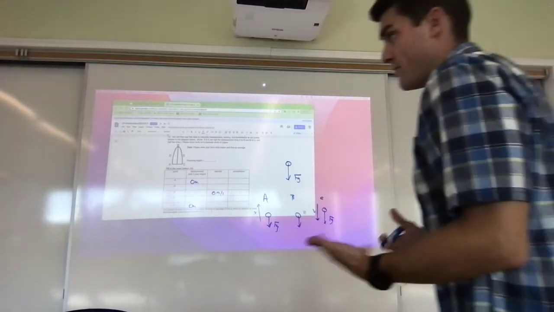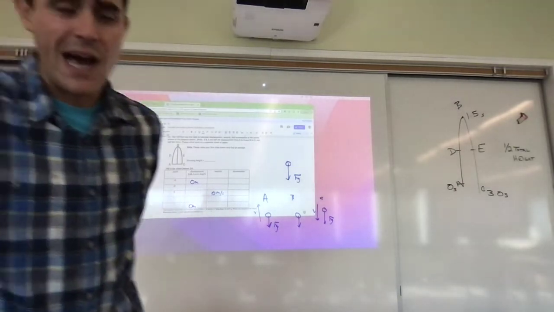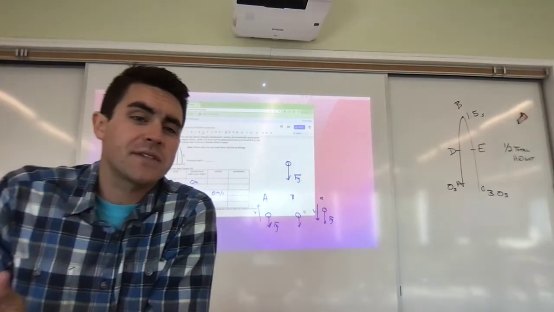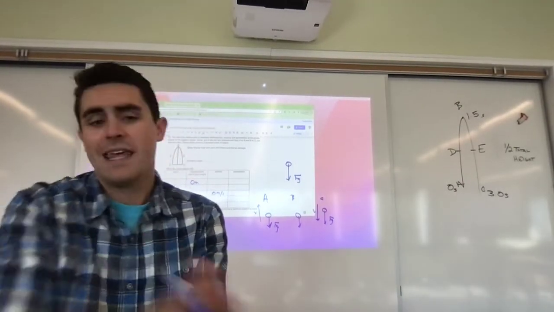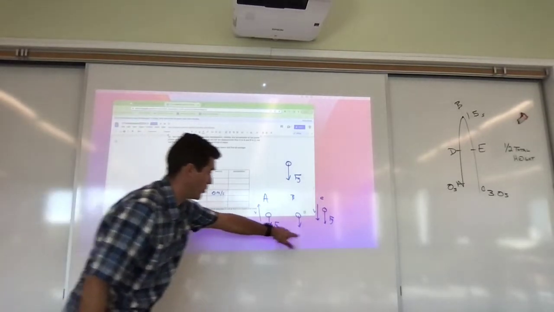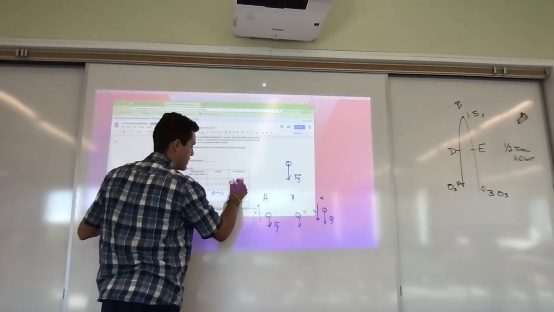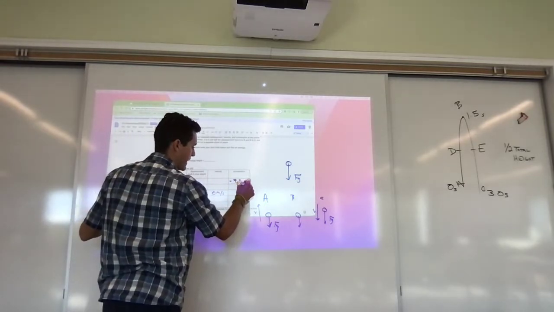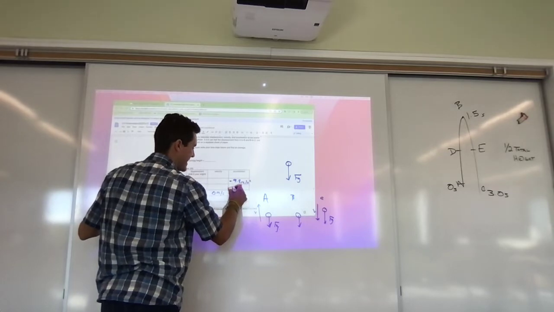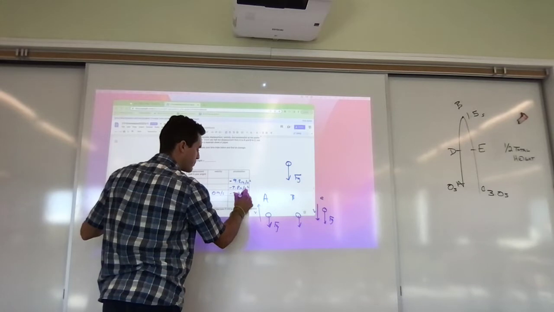So if gravity is the only force acting on it, if gravity is what's causing a change in velocity, then my acceleration must be what we discovered in the bleachers lab. My acceleration must always be pointed downward in the same direction as the force, and it must also be equal to baby g. So 9.8 meters per second squared is my acceleration for this object throughout its path.